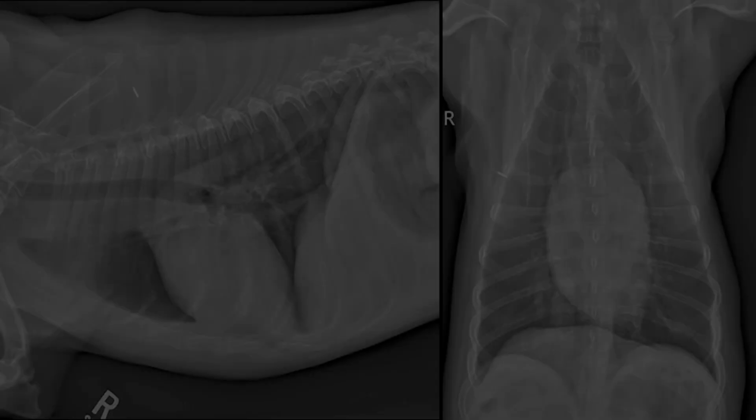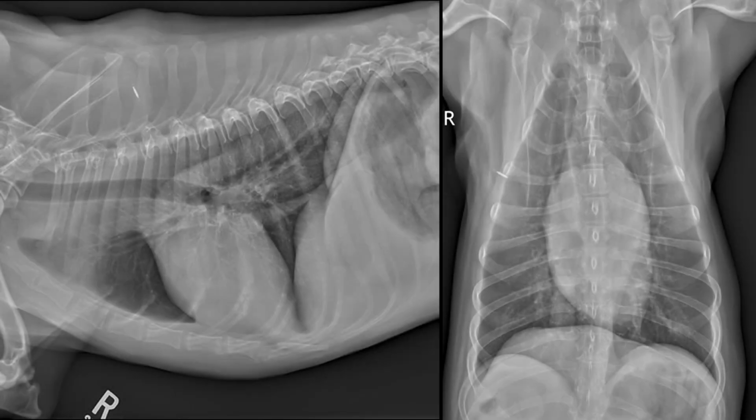To identify left-sided cardiomegaly, you need to understand the normal size and shape of the cardiac silhouette. Additionally, you need to be able to identify potential pitfalls that lead to false positive diagnosis of left atrial enlargement.